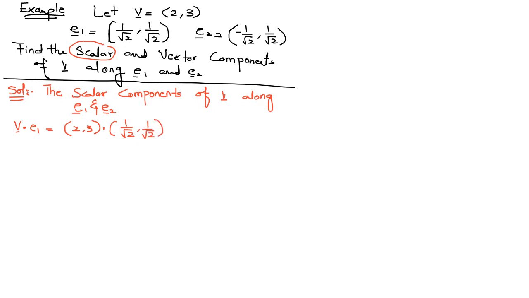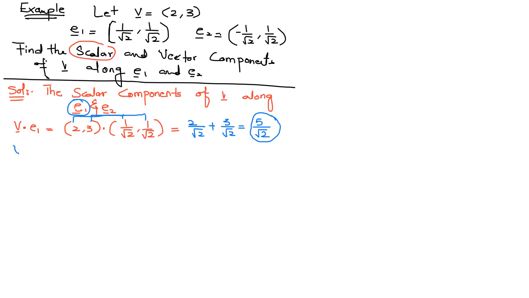Okay, so how can you make the dot product? Anybody know? The first component multiplied with the first component, that is 2 divided by square root of 2, plus the second component multiplied with the second component, that is 3 divided by square root of 2, which is equal to 2 plus 3, 5 divided by square root of 2. Okay, so this is the scalar component for E1.